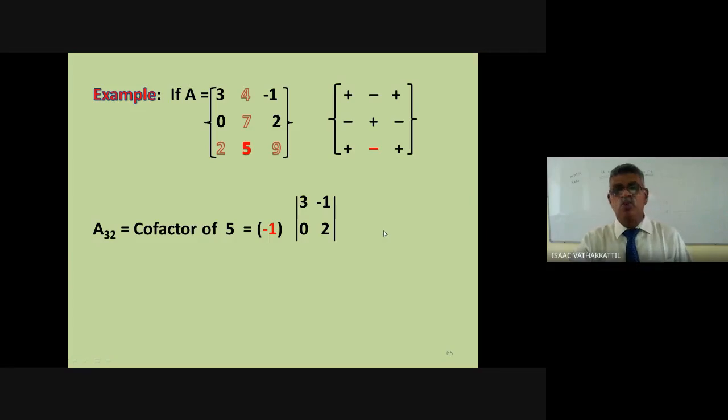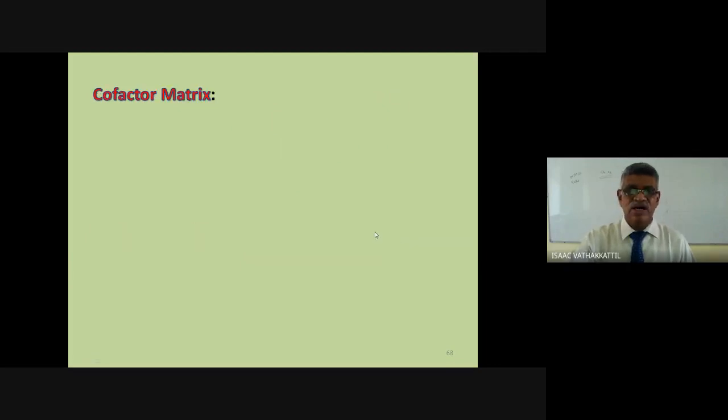Cofactor of A32, the 32nd element, 5. Remove the column and row. It is 36 minus 0, and the minus sign outside, so it will be minus 6, right?